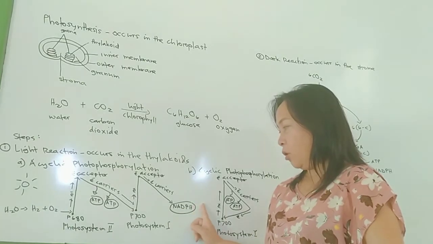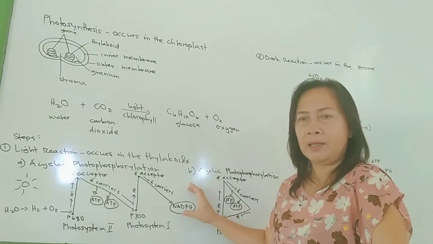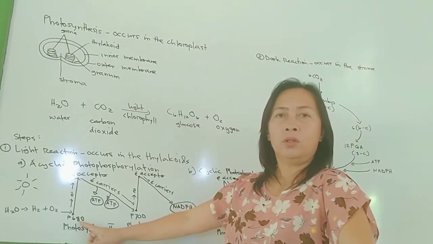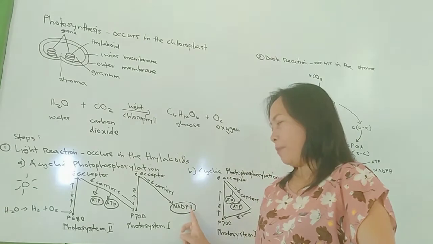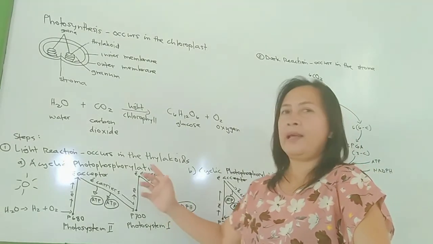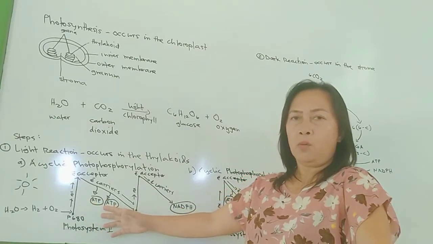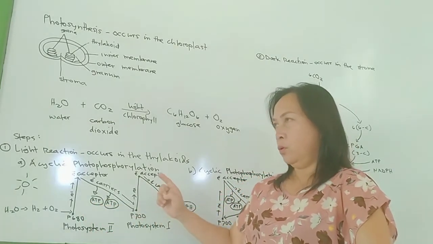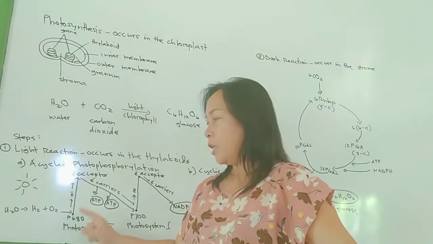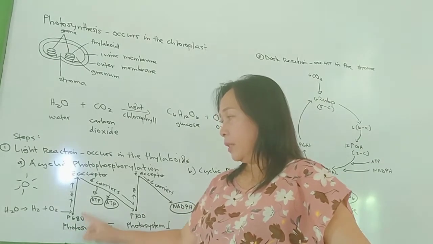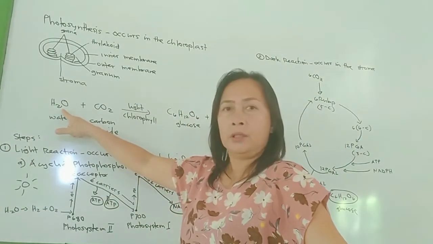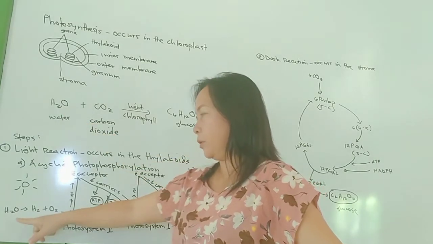Now here, the electron is trapped by the NADP. It cannot go back to photosystem 2. So it is now trapped by the NADP. In other words, there is what we call electron loss. So what will the cell do to replace those lost electrons in photosystem 2? Now, here, the cell will make use of water. So we have here one of the raw materials, water.